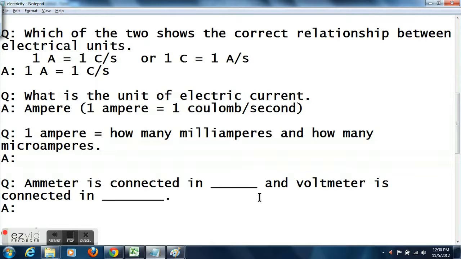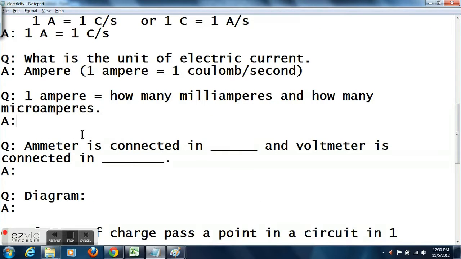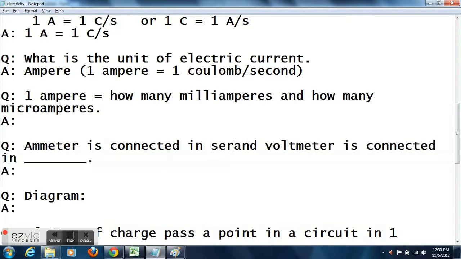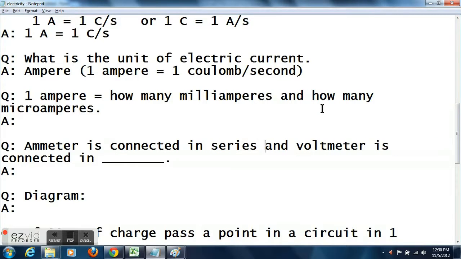Okay, next question, fill in the blanks. Ammeter is used for measuring electric current, so it is always connected in series. And voltmeter is used for measuring potential difference, and it is always connected in parallel.